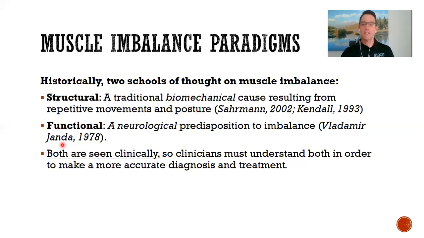Well, then Vladimir Janda, he's a neurophysiologist. He did a lot of EMG studying, hooking up muscle and determining the actual physiologic process whereby muscles contract. What he found was very interesting: when his patients had pain, he would find a very predictable pattern of muscle weakness in one agonist and then muscle inhibition in the antagonist. So both structural and functional approaches we see clinically, so it's important to understand both.